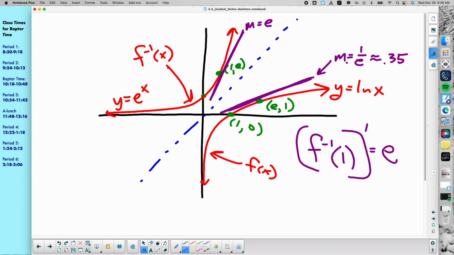It's not horrible, but it's not something you're just going to instantly go through fast in your brain. Is that because you wouldn't know the actual inverse function? Correct. You're going to be told information about the original function, and you're going to be asked to find the slope of the inverse.